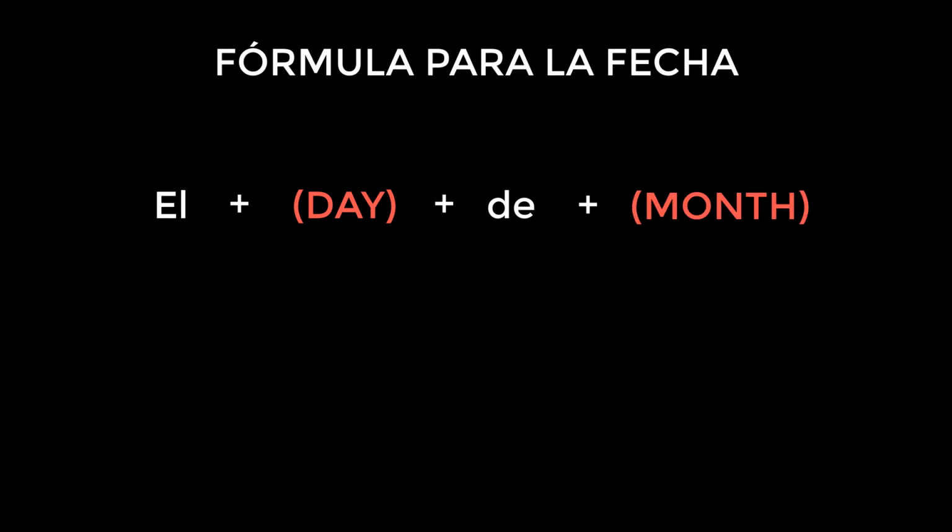Here's the formula for saying the day in Spanish. El plus whatever the day is, plus de, plus whatever the month is. And then, if you want to say what the year is, you'll also add de, and then the year. But just like in English, when the date you're talking about is in this current year, it's pretty common to not even say the year. But here's another example with the year included.